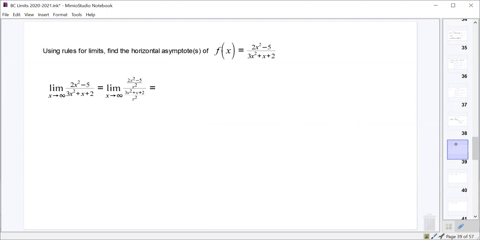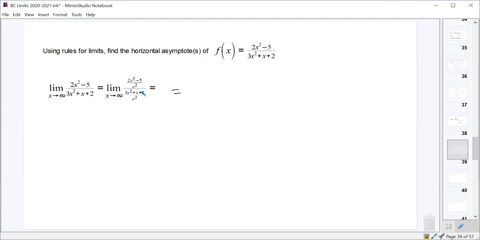So let's take the function 2x squared minus 5 over 3x squared plus x plus 2, and using rules for limits, find this horizontal asymptote. We're going to do the limit as x approaches infinity first. Now, I know that it's infinity over infinity, and you could use L'Hopital's rule, but we could also prove it algebraically by dividing everything by the highest power in either the numerator or the denominator. And that's how the rules for horizontal asymptotes of rational functions were originally developed.